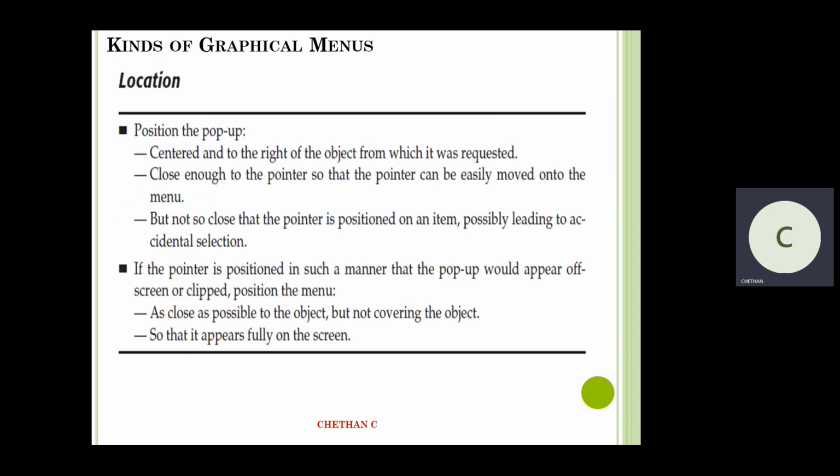So location: where do you think the location would be? Location should be right at the pop-up, which means it should generally be at center, and to the right of the object for which it was requested. It should be close to the pointer so that the pointer can be easily moved onto the menu. If the pointer is positioned in such a manner that a pop-up would appear off screen, you need to position the menu as soon as the object is clicked, but not covering the entire object.